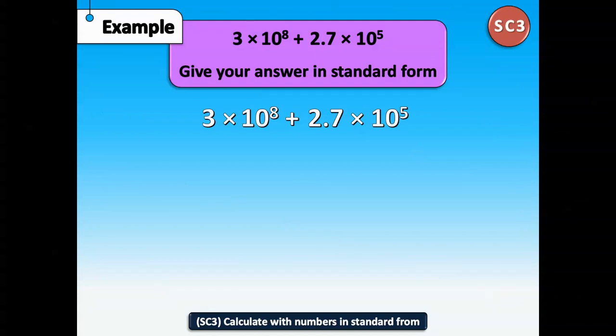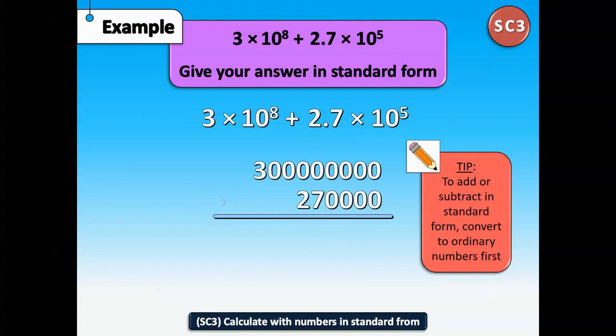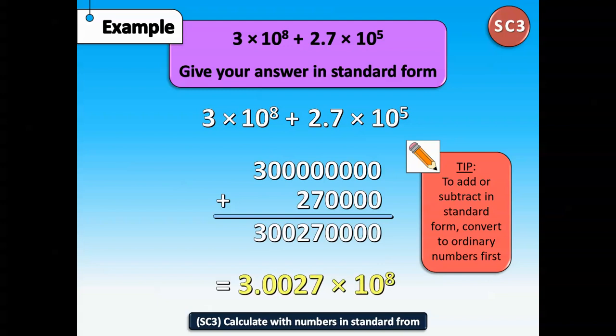So we want to calculate 3 times 10 to the 8 plus 2.7 times 10 to the 5. So to add or subtract in standard form, we need to convert the numbers to ordinary numbers. Then we can add them together. Then we can convert it back to standard form. So our answer would be 3.0027 times 10 to the 8.